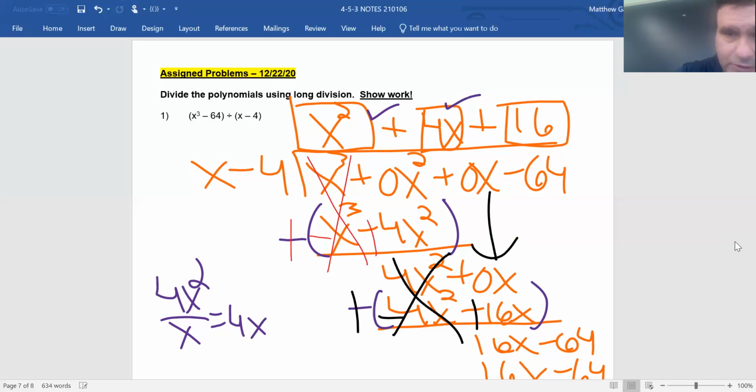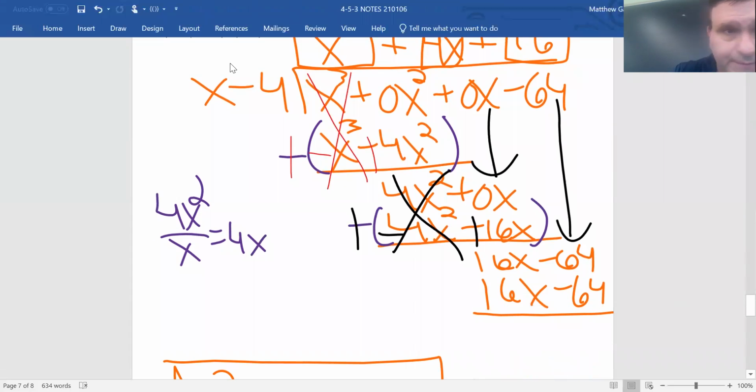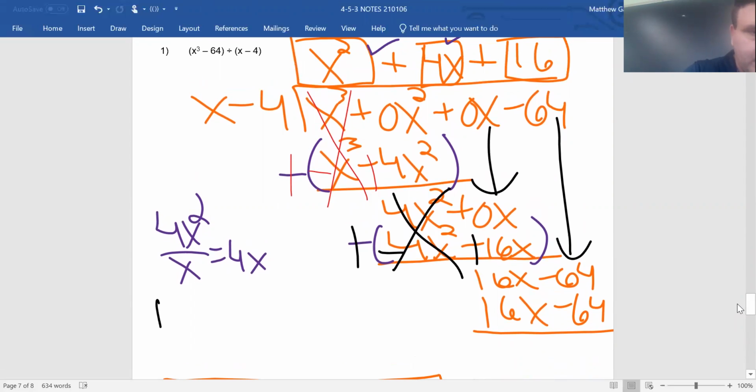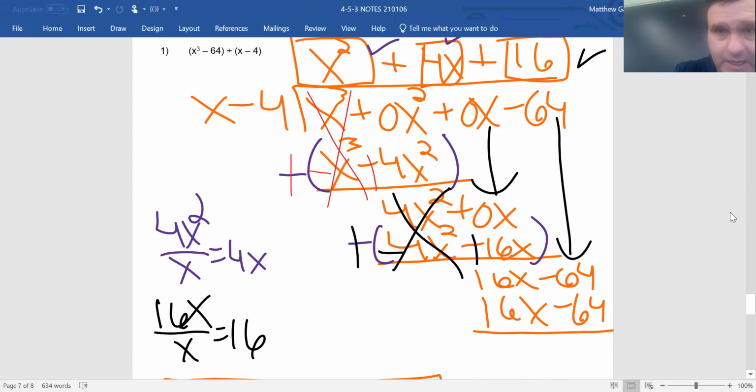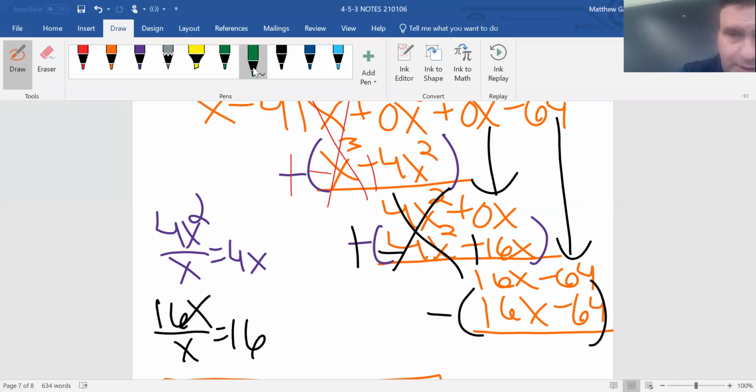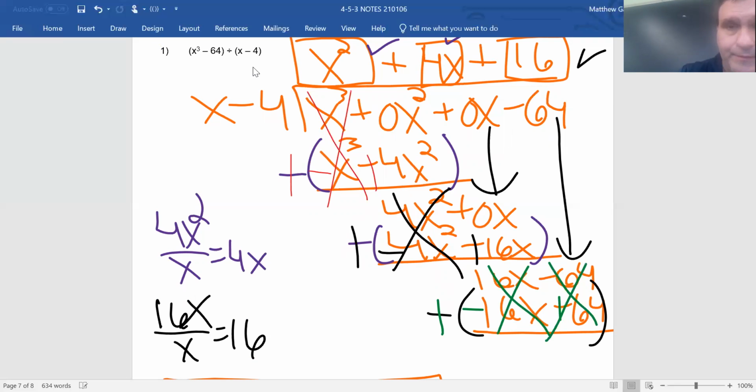I should have drawn our arrows here, bring down. In the previous step, we brought down 0x. And here we bring down negative 64. And 16x divided by x is where the 16 up top comes from. So we see that. 16 times x minus 4 is 16x minus 64. So those cancel. Okay. So cancel everything out. We're left with x squared plus 4x plus 16.